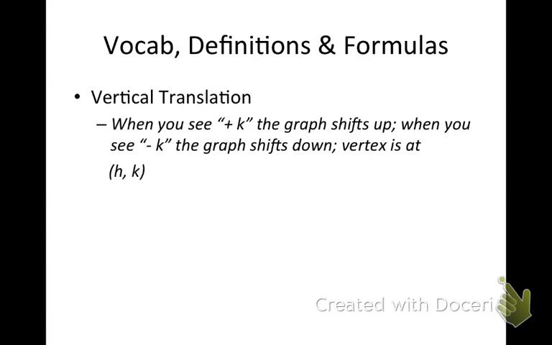Now let's get some final notes on a vertical translation. So when you see in the function plus k, the graph is going to shift up. It will not change size or shape. It will simply scoot up from where it was originally. And then when you see minus k, the graph will shift down, and the vertex will still be at (h, k).